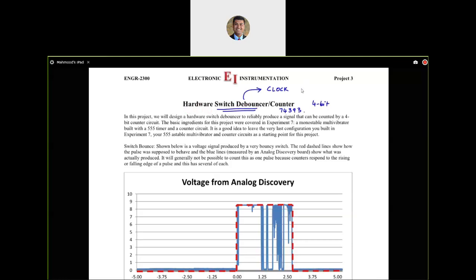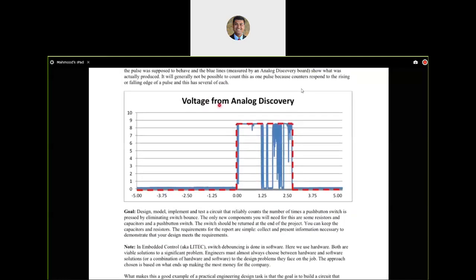So why do we need it? For example, if I look at a figure, this is voltage from the analog discovery. The blue line over here indicates that if I have a switch that changes state from low to high, and after some time it comes back to low, it is not a very clean transition from low to high, and there is a lot of noise even in the middle here. And while it comes down, it's not a clean change of state. There is a bounce involved in the switch.